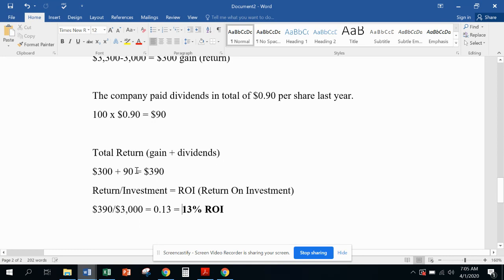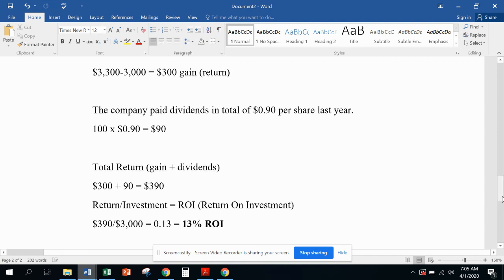If we compare $390 to our initial investment, 390 divided by 3,000 is 0.13. That's a 13% return on investment. Now, if we took a look at these separately, 300 divided by 3,000 would have been 0.1, or a 10% return on investment. 90 divided by 3,000 is 0.03, or a 3% return on investment. So the added return, dividends plus capital appreciation, is going to give us a total return, or ROI, of 13%.